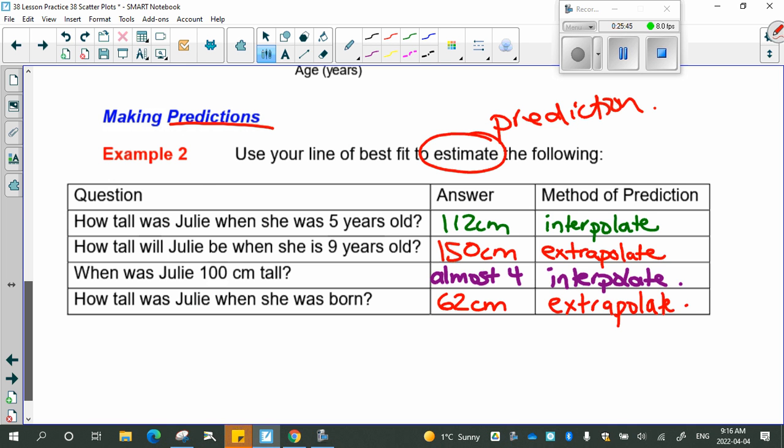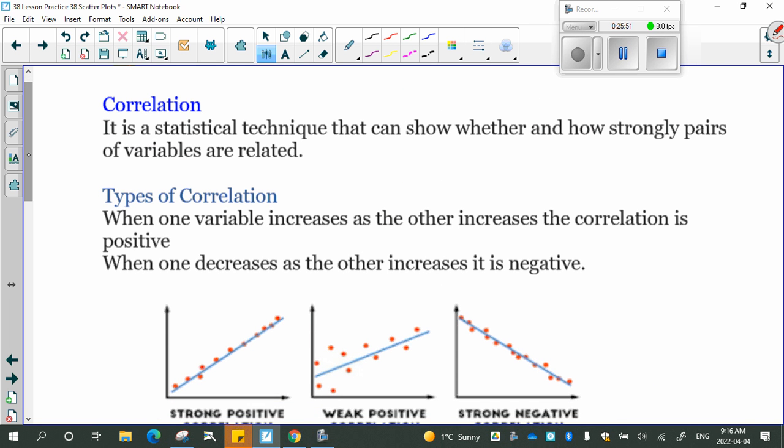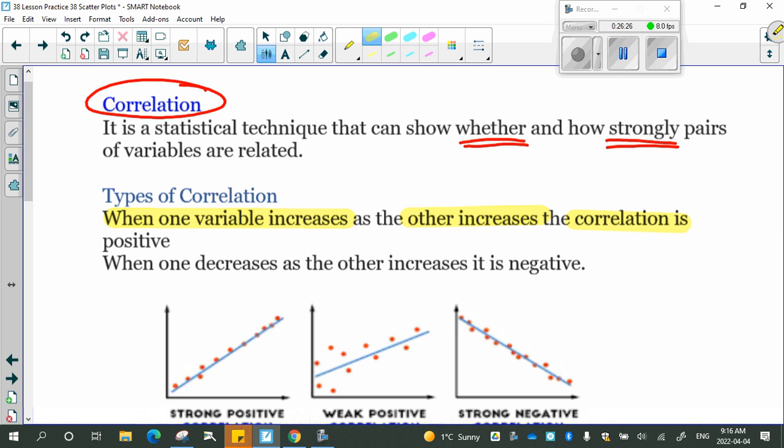Okay, and then we're talking about correlation now. So here's a new word for you, correlation. It's a statistical technique that can show whether or not, and how strongly, pairs of variables are related. So types of correlation: when one variable increases as the other increases, we say the correlation is positive, just like Julie, right? When her age increases, her height increases, we say the correlation is positive.